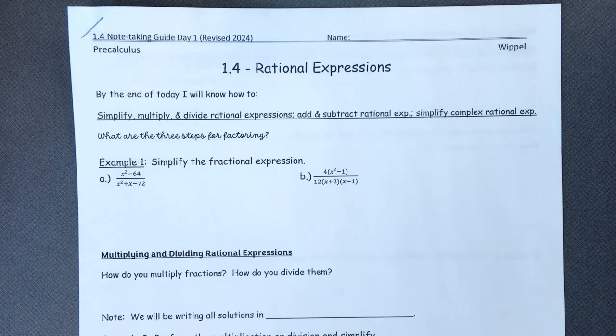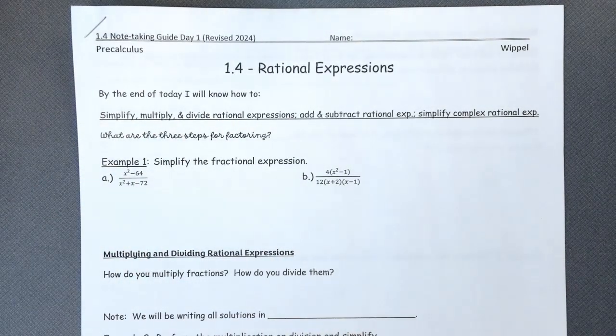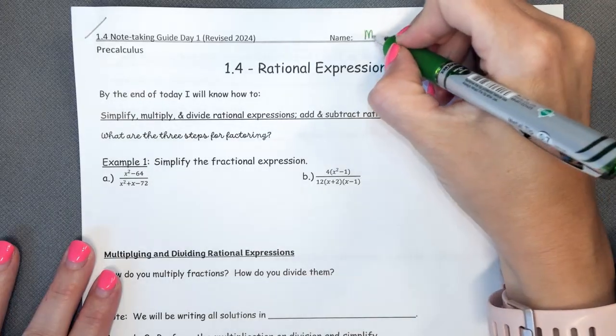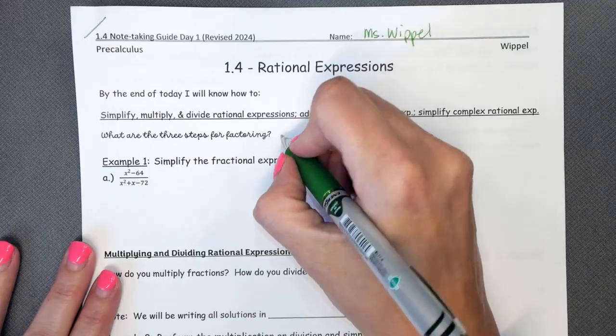Okay, so 1.4 is about rational expressions, and today we're going to simplify, multiply, and divide, as well as add and subtract rational expressions. And then we're going to simplify what's called complex rational expressions, and those are just fractions within fractions. So we're going to be doing a lot of factoring today, so let's remember those 3 steps.